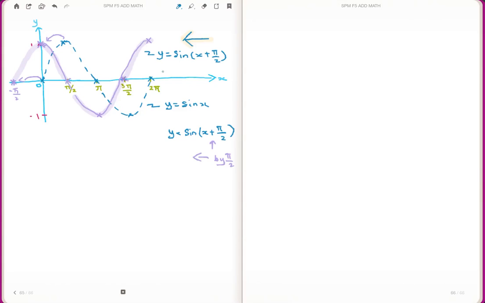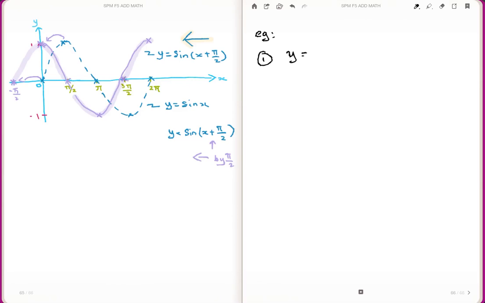Now, if you can't accept this fact, then just forget about this, because it's not required by SPM. Let's proceed to the next part, which is the number of solutions. Here is an example. We have talked about all the rules already. Maybe one example.